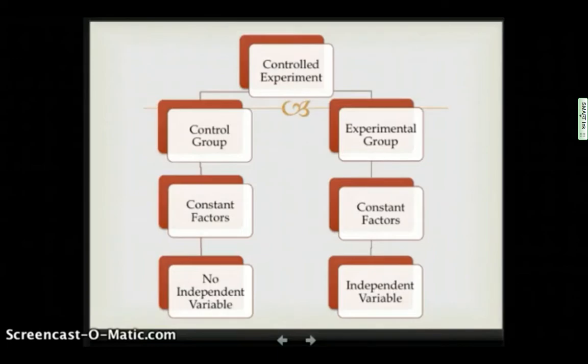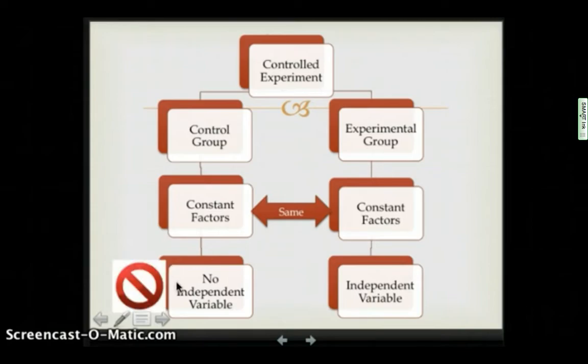So to review, in a controlled experiment, there are always two groups. We call them the control group and the experimental group. Within these two groups, we keep constant factors that are kept the same between these groups, or we control those factors so that they are kept the same. In the control group, there is no independent variable, as opposed to the experimental group, where the independent variable exists.